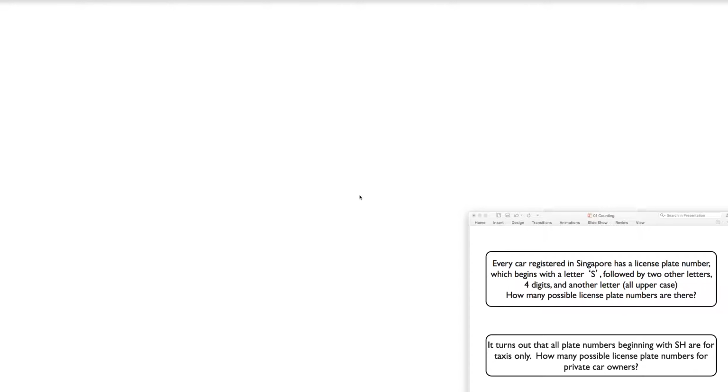Right, so in this video, we are going to discuss the in-class exercises. The questions are shown here on the lower right corner. The first one: every car registered in Singapore has a license plate number, which begins with the letter S and is followed by two other letters, 4 digits, and then another letter. So in this case, we have the letter S followed by two letters, 4 digits, and finally another letter.